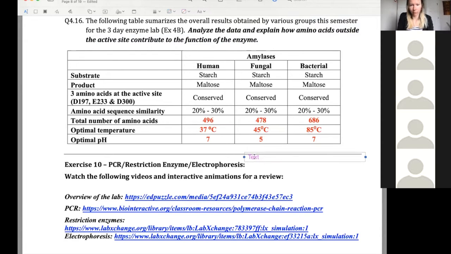Do they help keep the shape or structure? Yeah, exactly. So the amino acids outside the active site, even though they're not the ones doing the chemical reaction, not making and breaking bonds, they still help stabilize the whole thing. Especially for these organisms that live at different pHs or at very high temperatures, they need a lot of stability in that molecule to withstand those conditions. So we're looking at overall stability of the molecule, pH or temperature conditions.